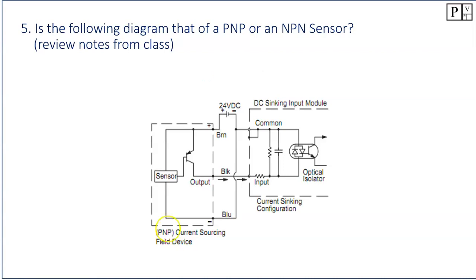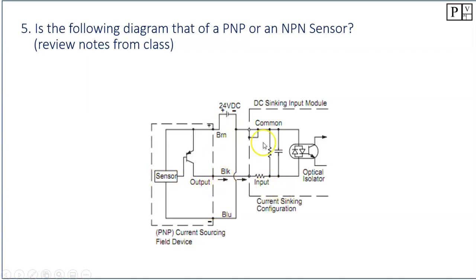Okay, why is it a sourcing sensor? Well, let's take a look at the power supply here. We have positive to the brown. We should have negative to the blue. Okay, beautiful. That gives us 24 volts to the sensor. Then the output is the black wire, like we've seen before.